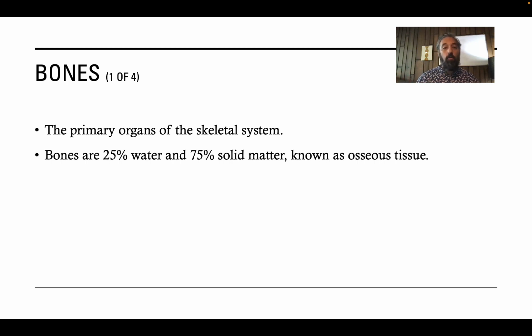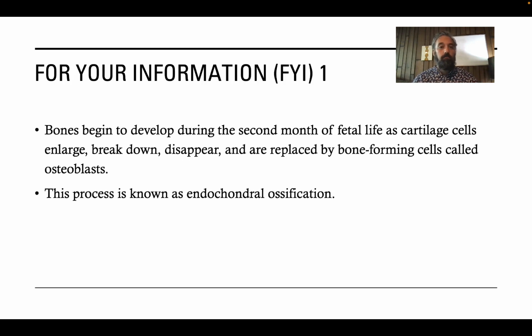Bones are the primary portion of the skeletal system. They're mostly osseous tissue, so if you see "os," that has to do with bones. Osseous is bone-like tissue. It's mostly a variety of different types of chemicals that form together a cement-like structure, which makes bones.